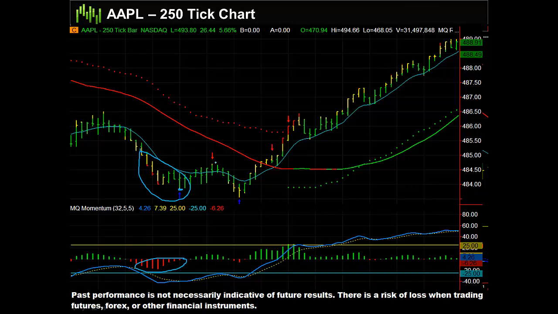Then prices come up here. When they come up, we have the green histogram bars. Now prices come down again and make an even lower low. Look at the histogram profile here. This is much weaker than this, meaning there is less downside pressure, but we're still getting lower prices.